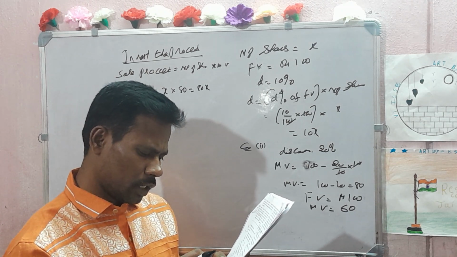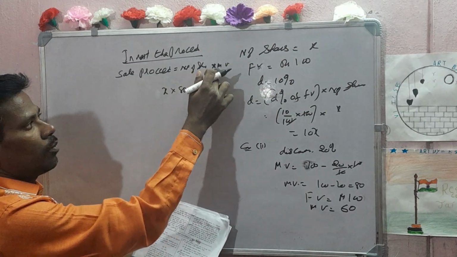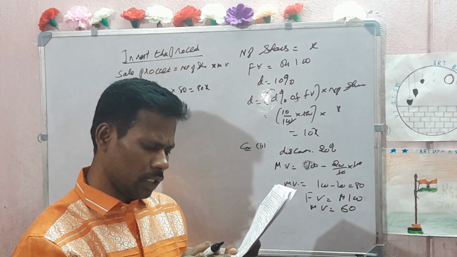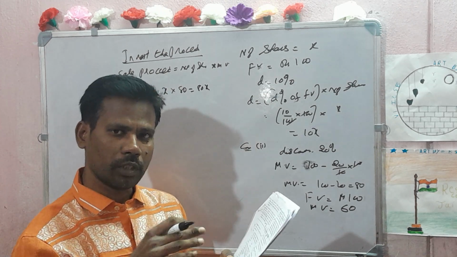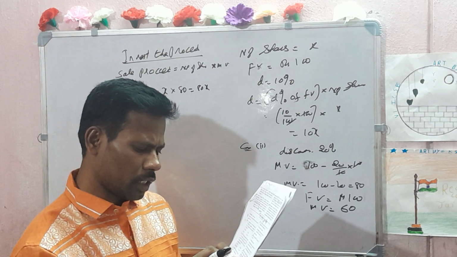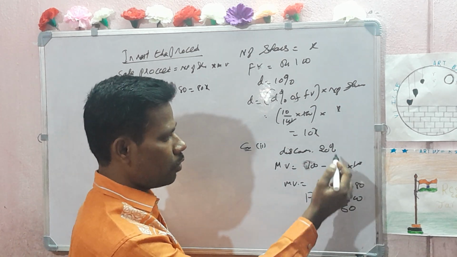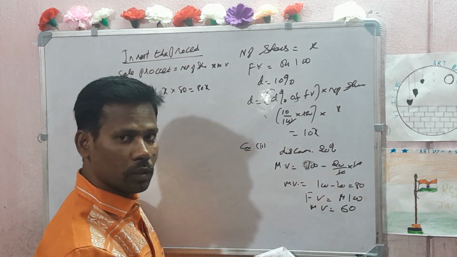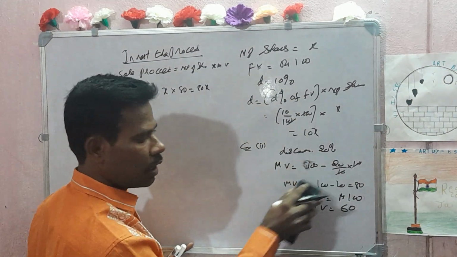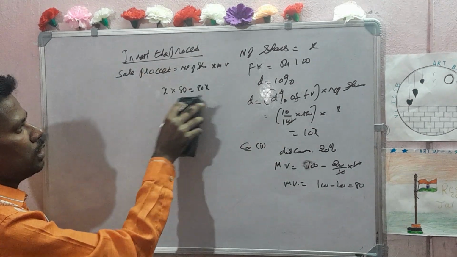And invest the proceeds. Since we are using the word invest the proceeds, sale proceeds is nothing but number of shares into market price. Number of shares is X, and he is saying he sells a certain number of shares at a discount of 20%. So that means market price is 80. Market price is right here. Market price is 80, and here invest the proceeds, number of shares into it.